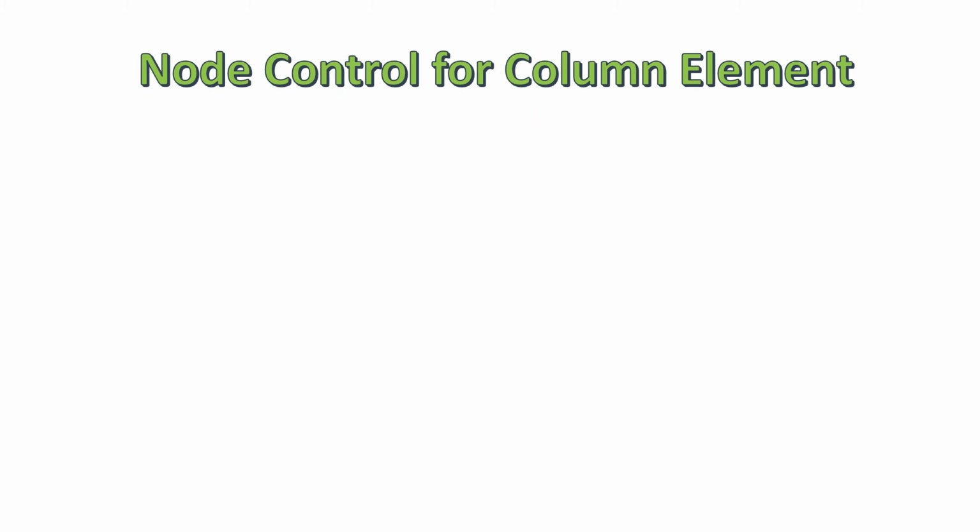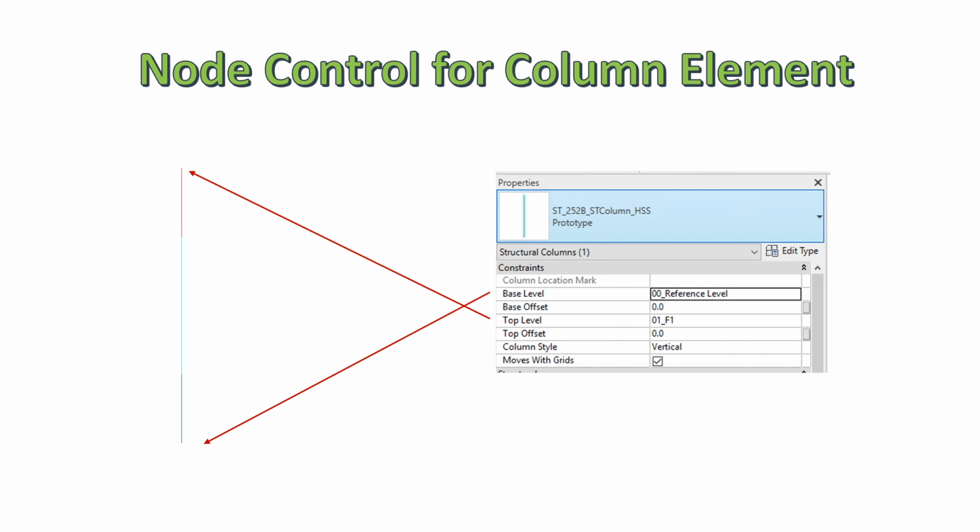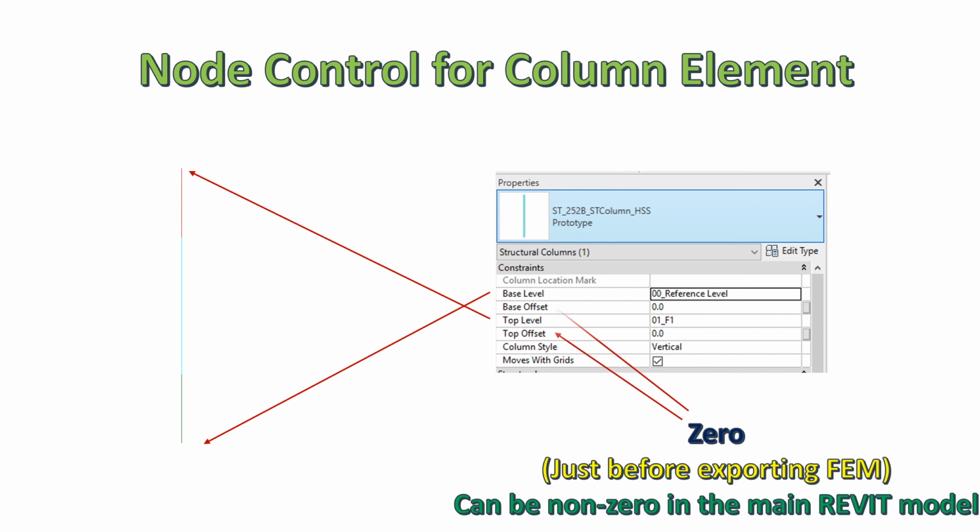To control the node of the column element, both base level and top level parameters shall be as close as actual level. For example, if the top of the column is closer to the second floor level than the third floor level, the top level parameter shall be assigned to a second floor level, not third floor level. The base offset and top offset parameters could be as per actual in the main Revit model. It is highly recommended that both base offset and top offset parameters shall be set to 0 just before transitioning the Revit model to finite element software. This way, the problem of unintended unconnected nodes will be eliminated.